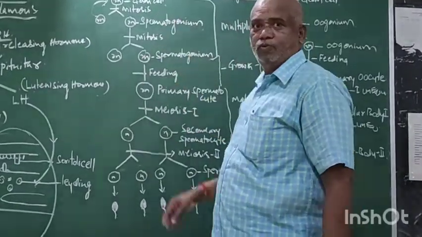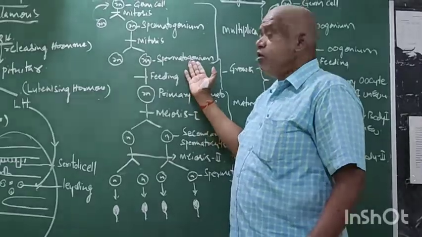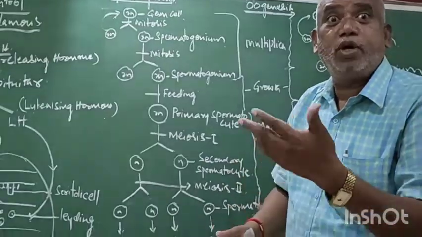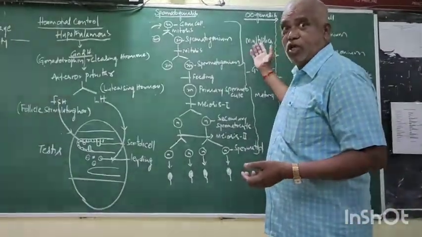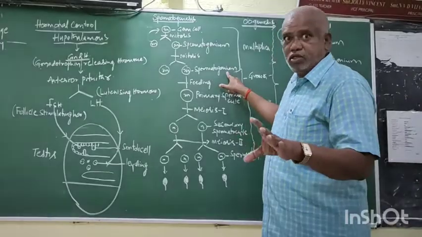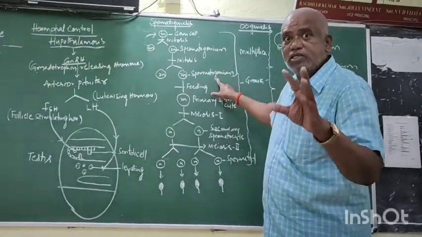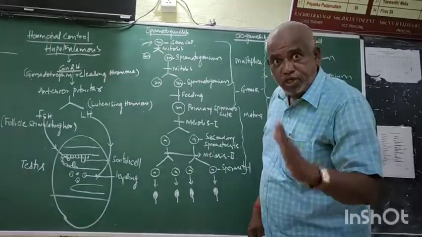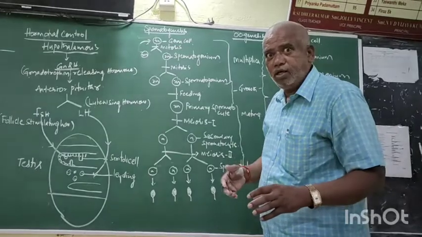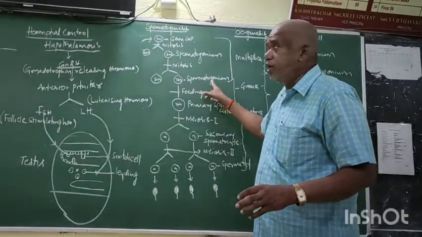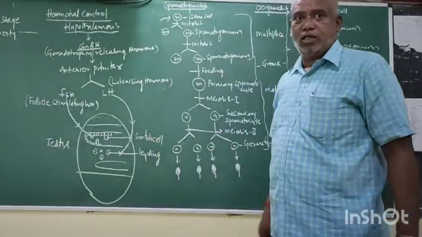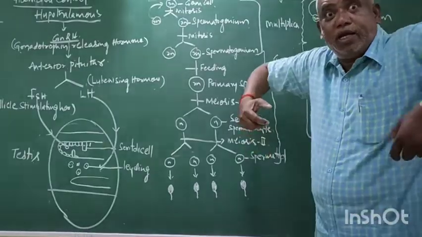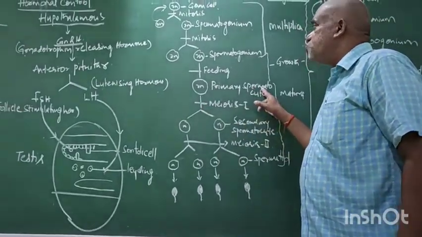During multiplication, the spermatogonium undergoes multiplication. 2 become 4, 4 become 8. Hence it is called multiplication. During this multiplication, some diploid spermatogonia stop the division and undergo feeding. The spermatogonium feeds from Sertoli cells. Due to feeding, it grows abnormally in size. Now this is called the primary spermatocyte.